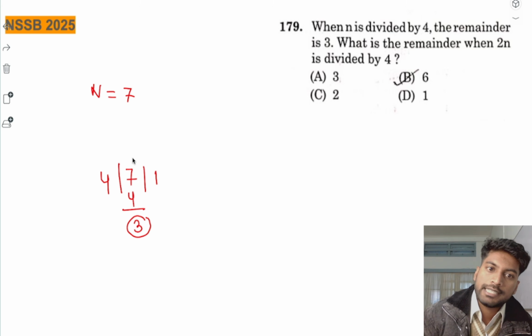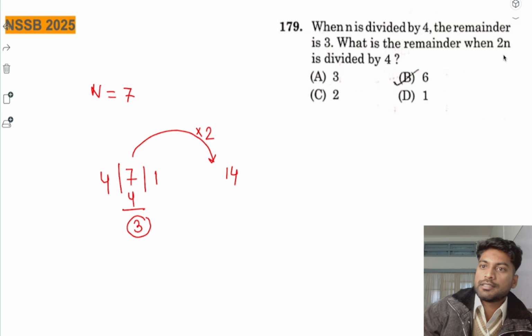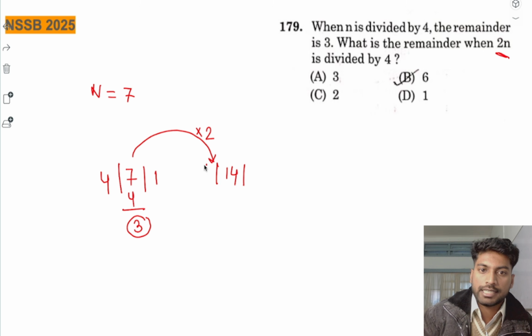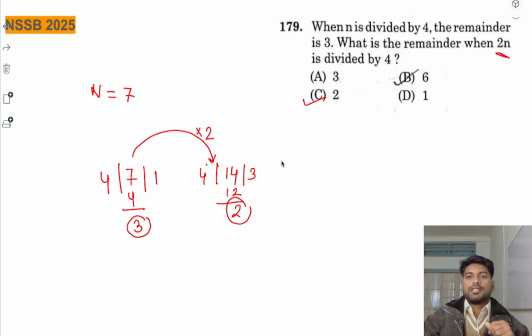Now they are saying if I divide 2n, मतलब 2 times the same number, that is your 14. देखो 2n बोल रहा है ना, 2n means 14. So if I divide the number now, what will be the remainder? 4 से divide कर दो, that is your 3 times 12 and this is yours 2. So remainder is 2. So the answer is 2. Got it? This is basic.